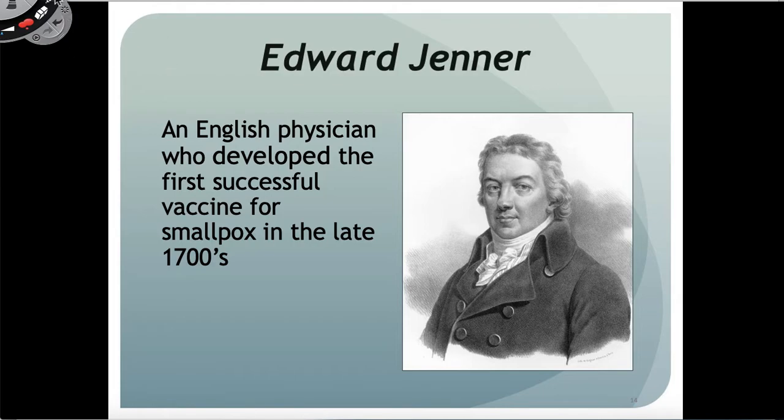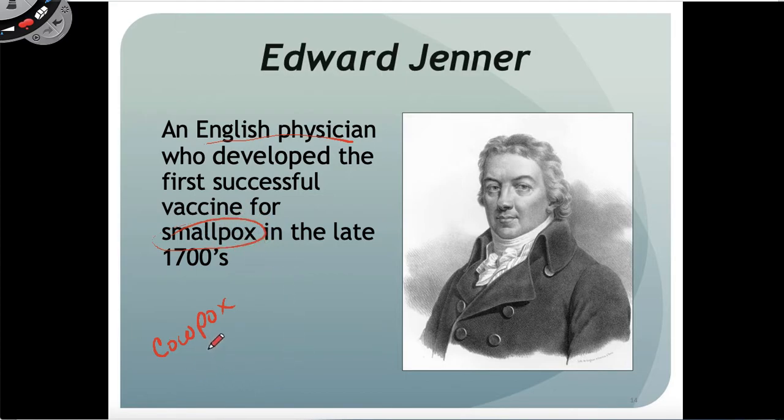So, for example, Edward Jenner, he was an English physician, and he developed the first successful vaccine for smallpox in the late 1700s. And what he did was he studied cowpox, which is similar to smallpox, and he took some of the cowpox and he injected it into certain people, including his son, which was a little bit controversial. But he noticed that milkmaids that would milk cows and who were exposed to cowpox did not get smallpox.